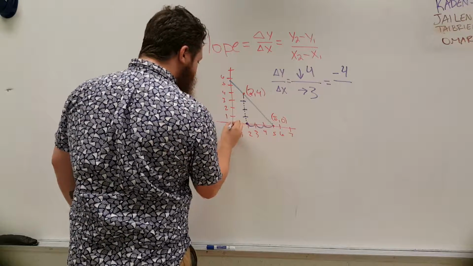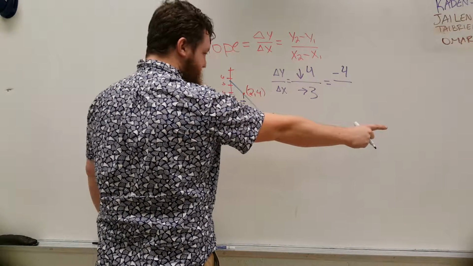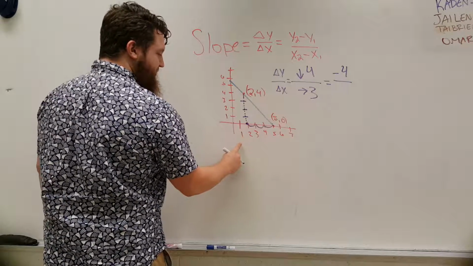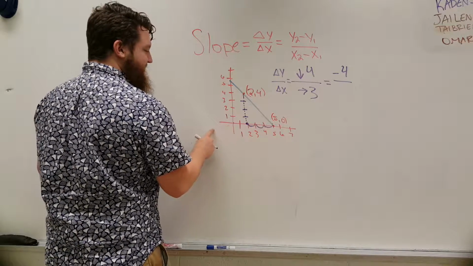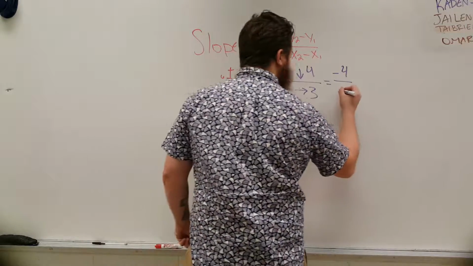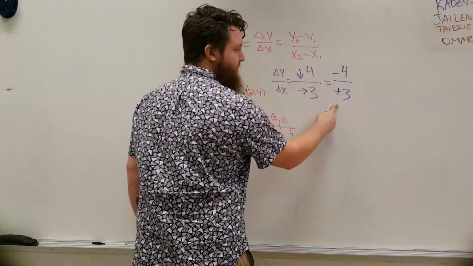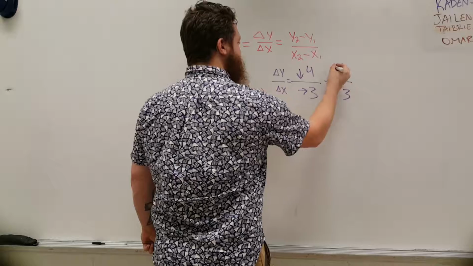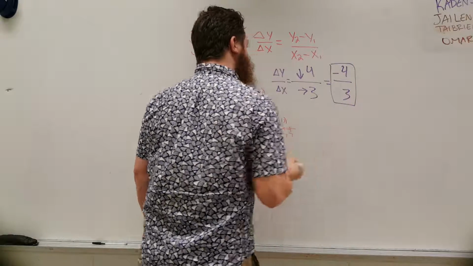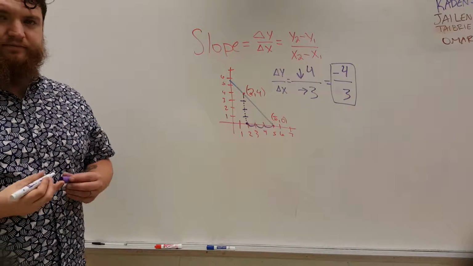If I start at the origin and I go to the right, am I going positive or negative? Well, to the right is positive. So plus 3. Do I need to put the plus? No. So my slope is simply negative 4 over 3.